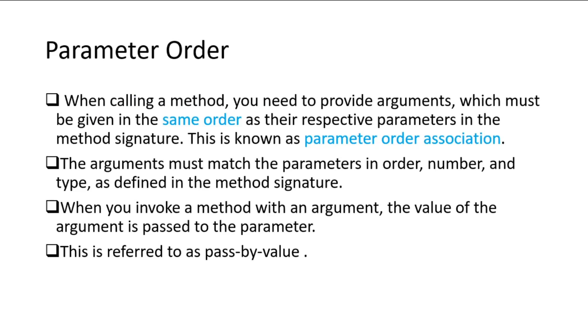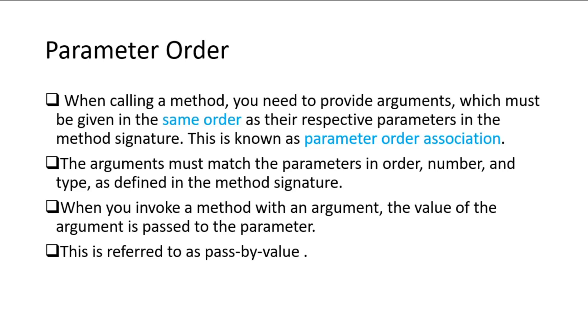So far, in several examples we have seen, we have some parameters besides the function name. You can have 1, 2, or more parameters, and the order of these parameters matter. When you're calling a method, you need to provide arguments which must be given in the same order as their respective parameters in the method's signature.